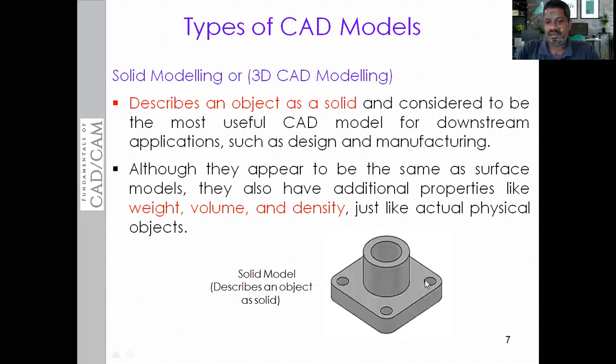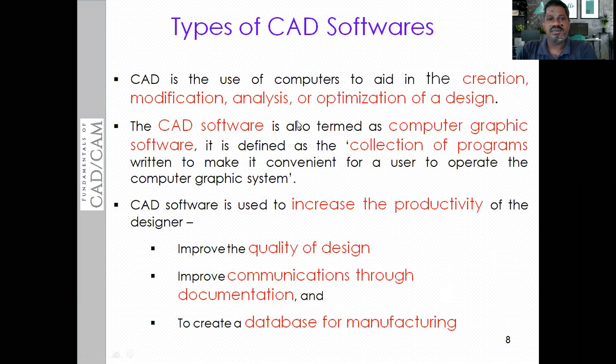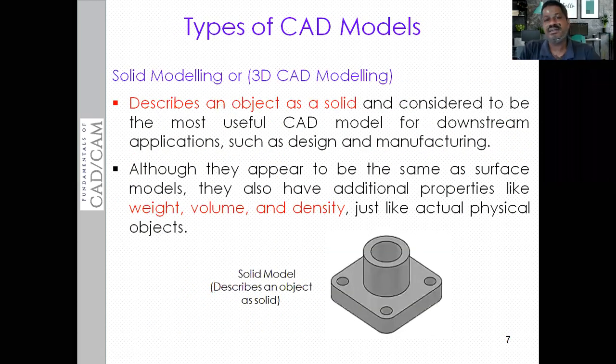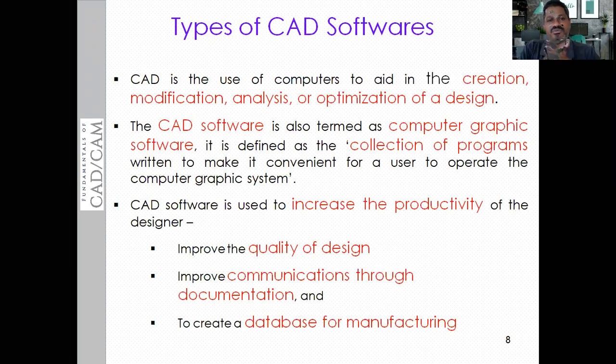Then let me move further to see the types of CAD software. Those are the different CAD models. As of now, we have discussed the different types of models. One is the 2D model, wireframe model, right? Surface model, then solid model. These are the different types of models, and that is the difference between the models. Now let us see the different types of CAD software.